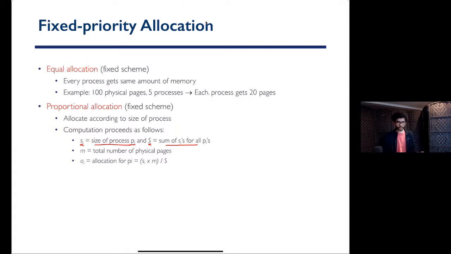Then proportional allocation means that for each process, let's assume that there are only M pages available. So the share of each process, P_i, becomes S_i times M divided by capital S. And you can see that the sum of P_i is basically M. So we're going to allocate the entire space, and we're going to give everybody an allocation that is proportional to their size. Now, this is really good for performance, right?